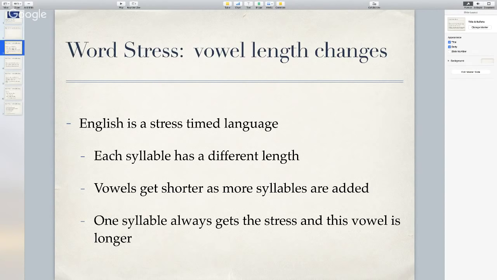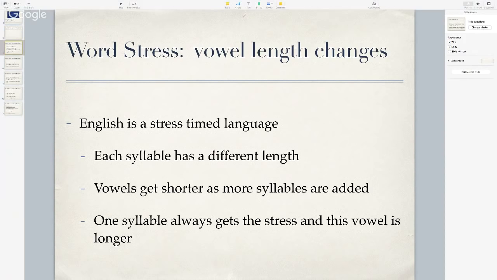So for example, let me actually show my face again so this isn't so boring. If you have the word produce, like the vegetables, we would say produce. So that first vowel in that stressed syllable is going to be very long. But if we use that same word as a verb, produce, then that second syllable is stressed, and so that syllable is going to be longer. Okay, so I'm going to contrast those for you. So you can hear there that one syllable gets longer and one syllable gets shorter.